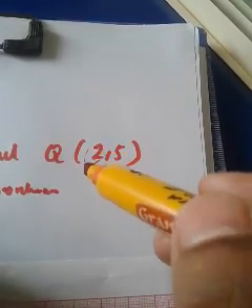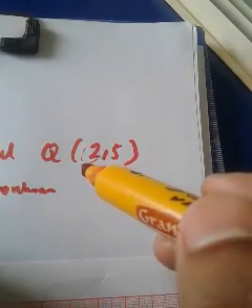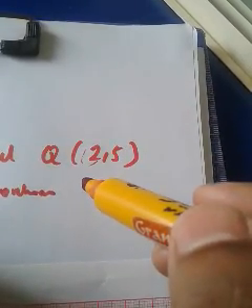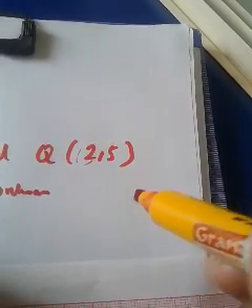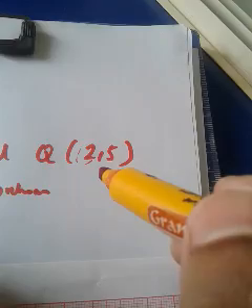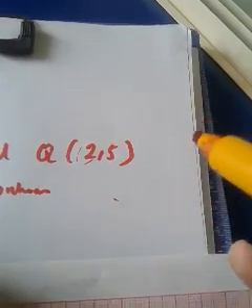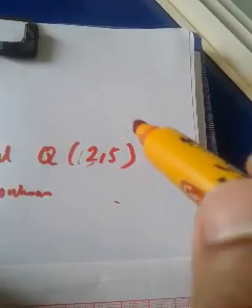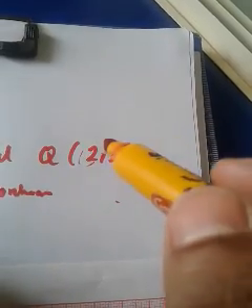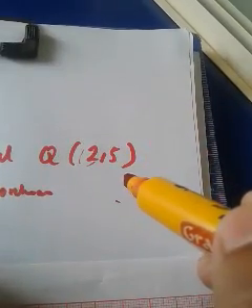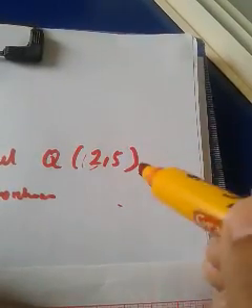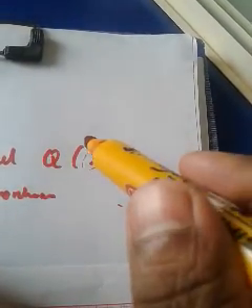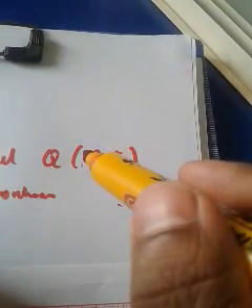So the first coordinate should be, it's very important, the first coordinate should be the x coordinate and the second coordinate should be the y coordinate. That's why its order is important. That's why it is known as an ordered pair. First is always x coordinate and second is always y coordinate. The second one cannot be the x coordinate, and the first one cannot be the y coordinate.